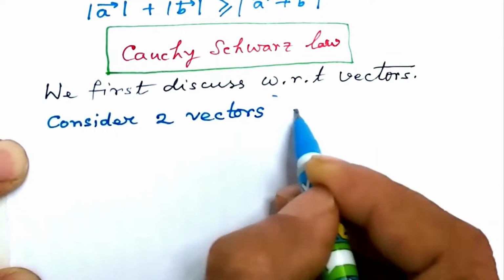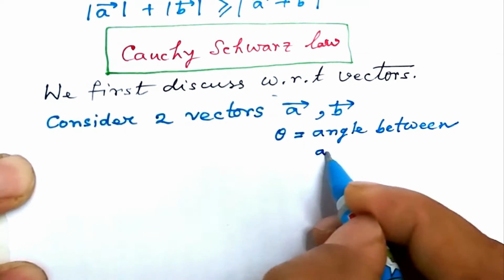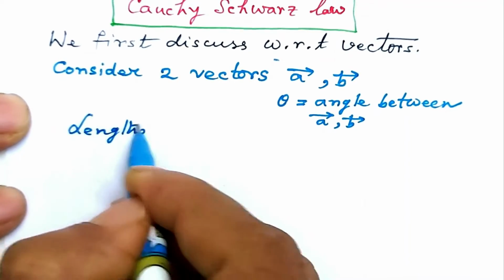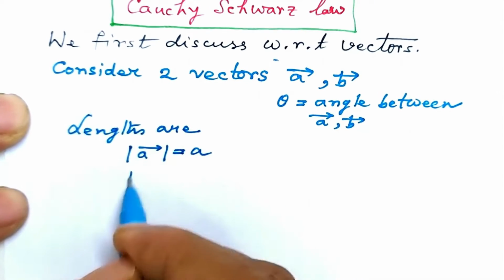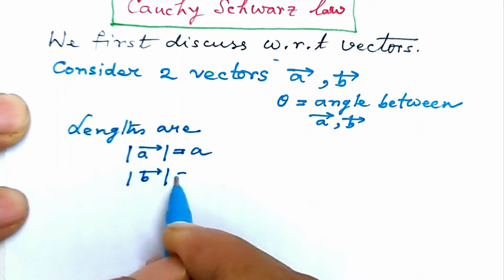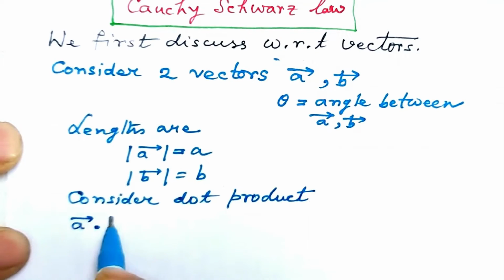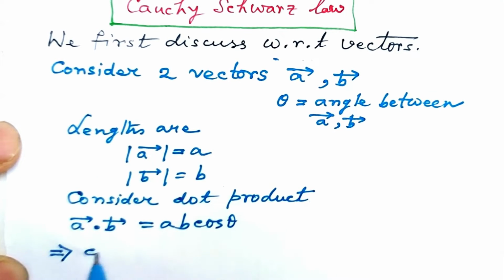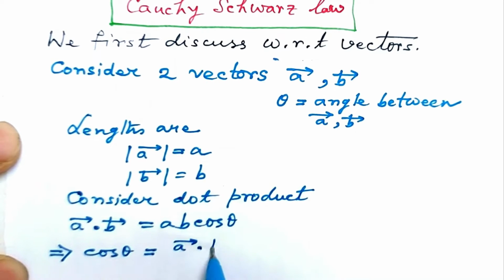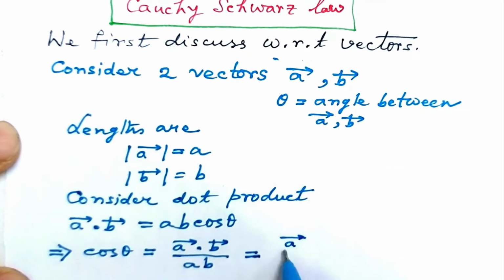Consider two vectors, vector A and vector B, and let theta be the angle between vector A and vector B. The lengths are mod of vector A, also denoted simply by A, and mod of vector B, also simply denoted by B. Consider the dot product vector A dot vector B equal to AB cos theta. This can be written as cos theta equal to vector A dot vector B divided by AB. This is equal to vector A by A dot vector B by B.